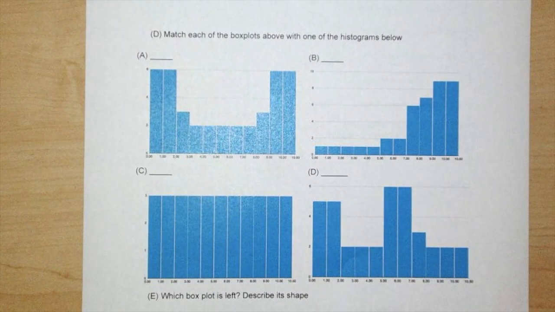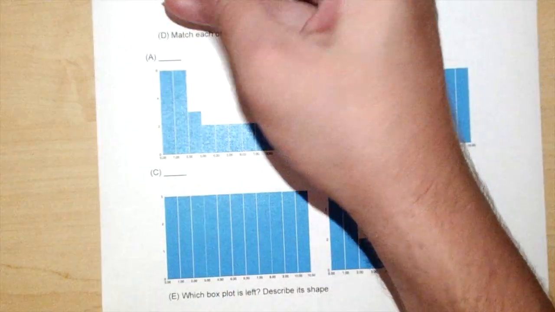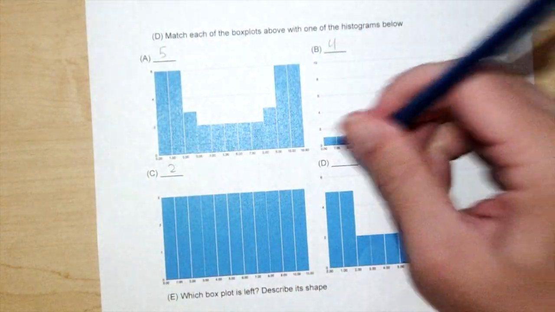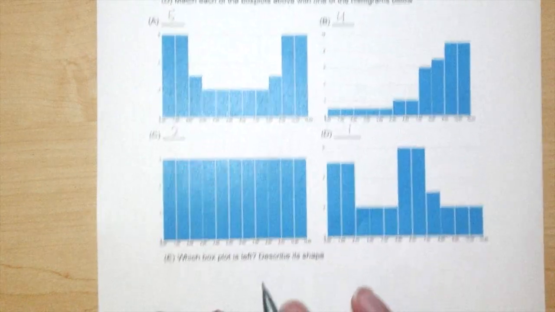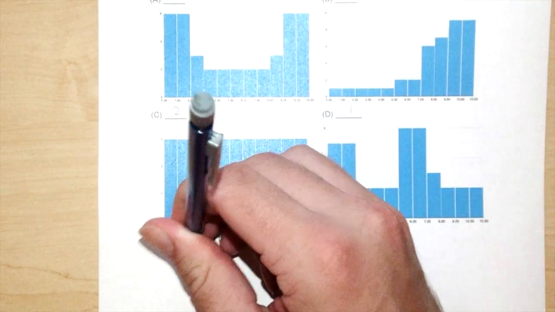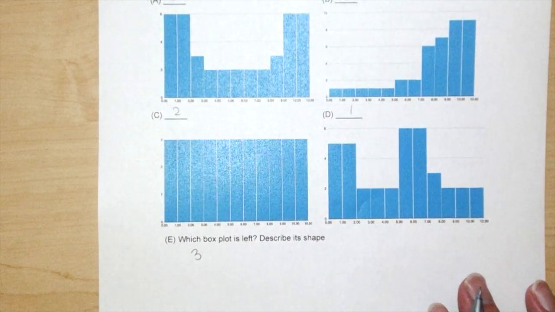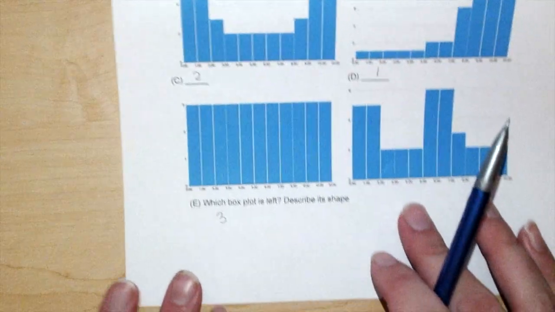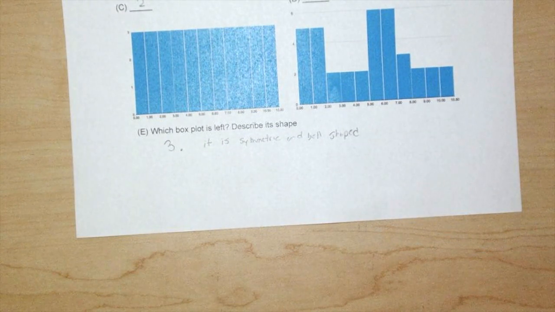And then on the test, you're going to have to match histograms as well. And I'm just going to do this based on the sketches I did, but maybe I'll change the order on the actual test. And it asks us to first identify, so this was 5, 4, 2, and 1. And then it asks which one's left, and that's number 3, which was symmetric. And we call this the bell shape or the normal distribution, which we're going to learn a lot more about later in the year. Okay, so that's a standard test free response question.